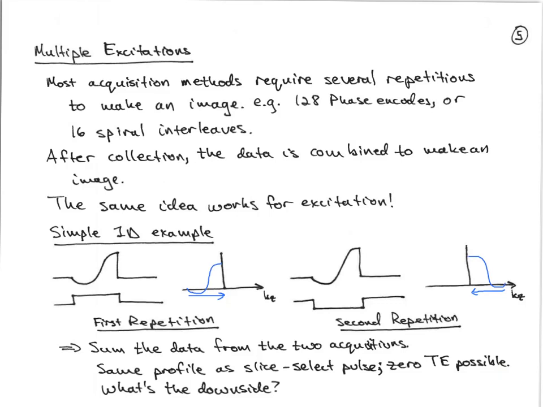So we can actually start collecting data right here after the end of the pulse, right? And that's what's called an ultra short TE acquisition. The downside, of course, is that you have two acquisitions. There are other practical downside problems with this, but the main theoretical downside is just that you have to make two acquisitions, so you lose a factor of 2 in imaging time.